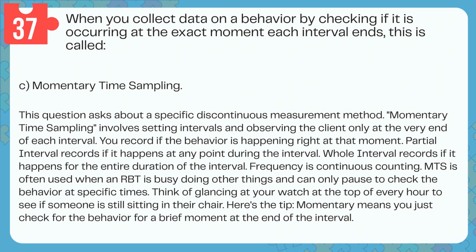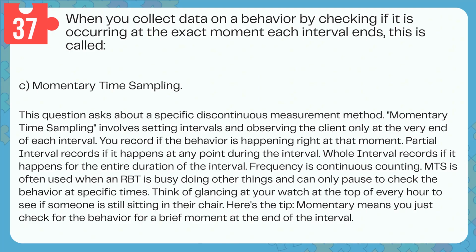This question asks about a specific discontinuous measurement method. Momentary time sampling involves setting intervals and observing the client only at the very end of each interval. You record if the behavior is happening right at that moment. Partial interval records if it happens at any point during the interval. Whole interval records if it happens for the entire duration of the interval. Frequency is continuous counting. MTS is often used when an RBT is busy doing other things and can only pause to check the behavior at specific times. Think of glancing at your watch at the top of every hour to see if someone is still sitting in their chair.